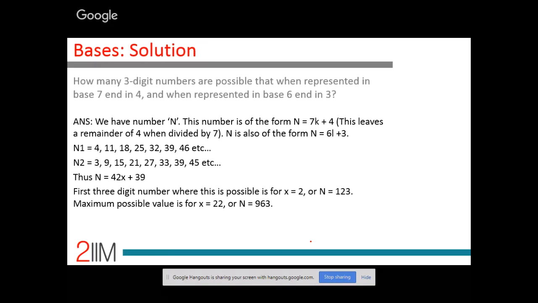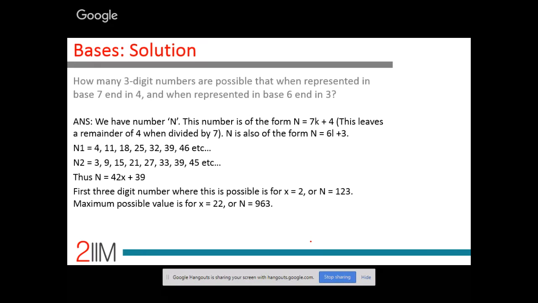Let's see the exact detail. Here, the number is of the form 4, 11, 18, etc. and 3, 9, 15, etc. So the number is of the form 42x plus 39. Find the smallest value of x and the largest value of x possible for 3-digit numbers, and then we are done. We are asked how many 3-digit numbers are possible. The number should be of the form 42x plus 39. The smallest value x can take is 2. That we know. To find the largest value, take the largest 3-digit number, divide by 42, see the remainder, and see what will work.